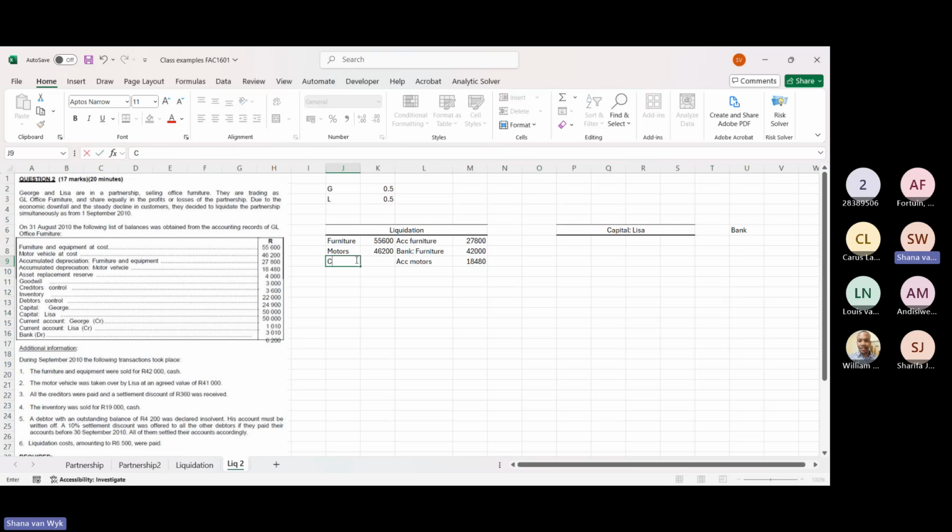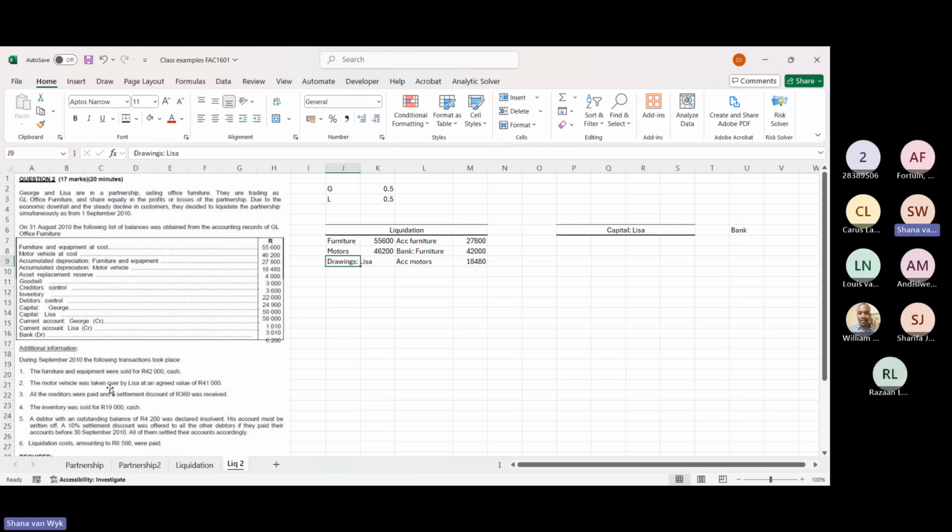Is it gonna be capital? It's drawings. You're right. No, I think drawings go on the other side, Shana. Okay, let's quickly just check. Motor vehicle was taken, so motor vehicle is a debit, it's an asset. We're crediting it. Are we crediting it? So we need to debit. Just have to check that again.